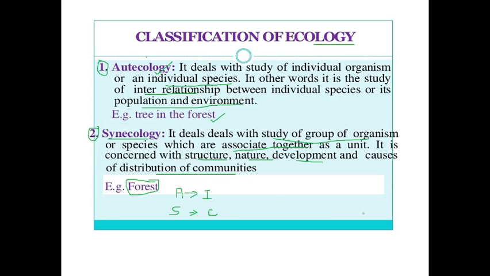So this is Autecology and Synecology. Autecology means individual species. We are going to study individual species and its interaction with the environment. Synecology, you are going to study the group of organisms that exists in the environment, its community. Okay, a group of organisms or a community of organisms existing in nature.